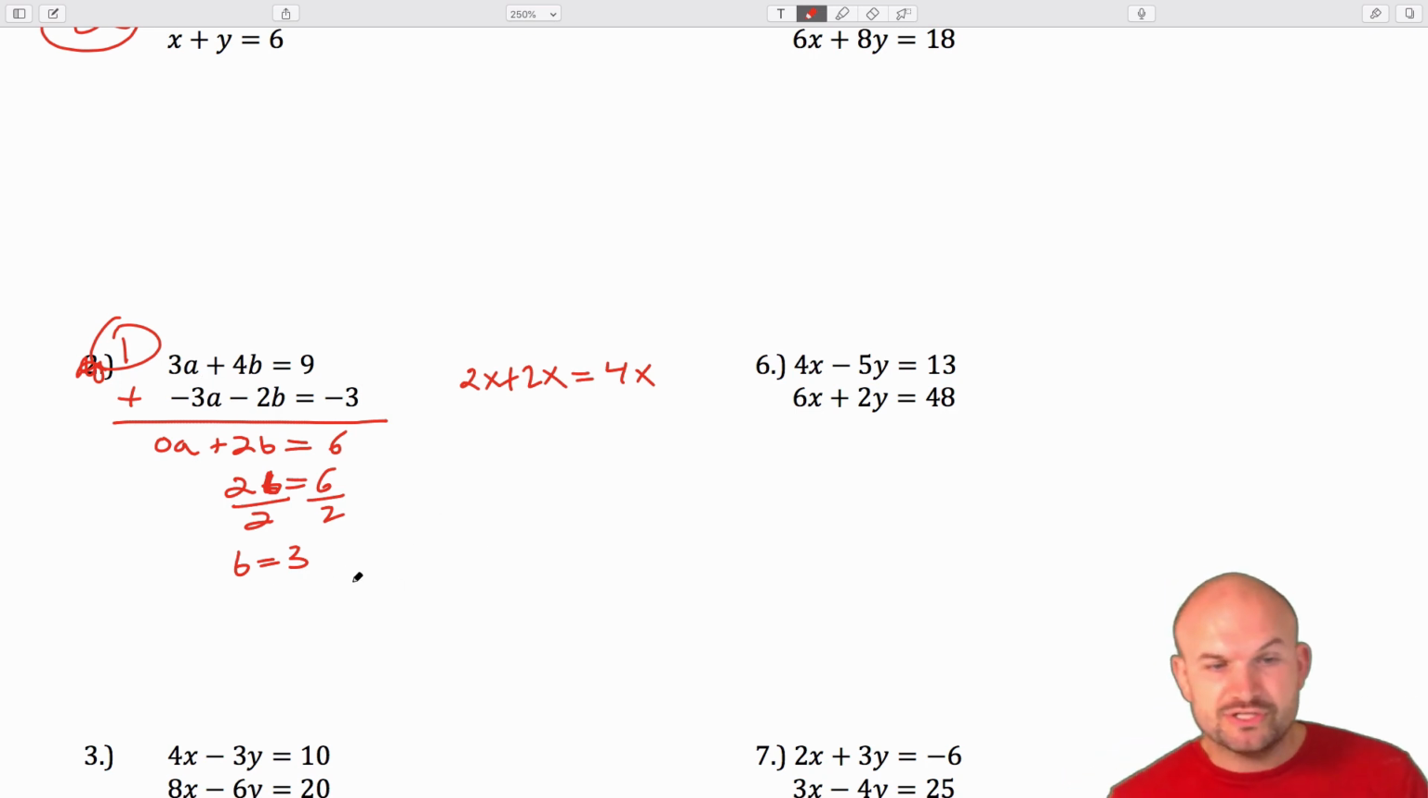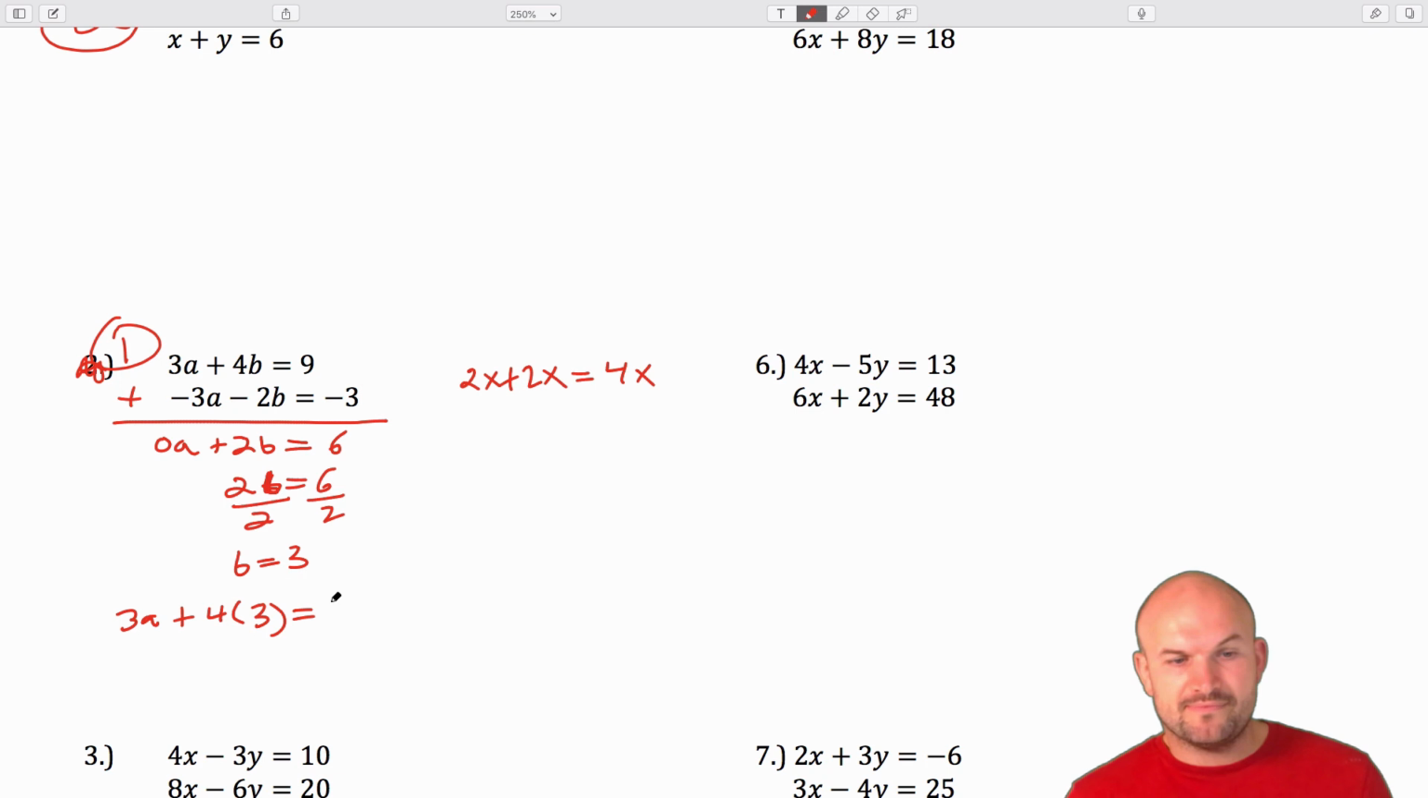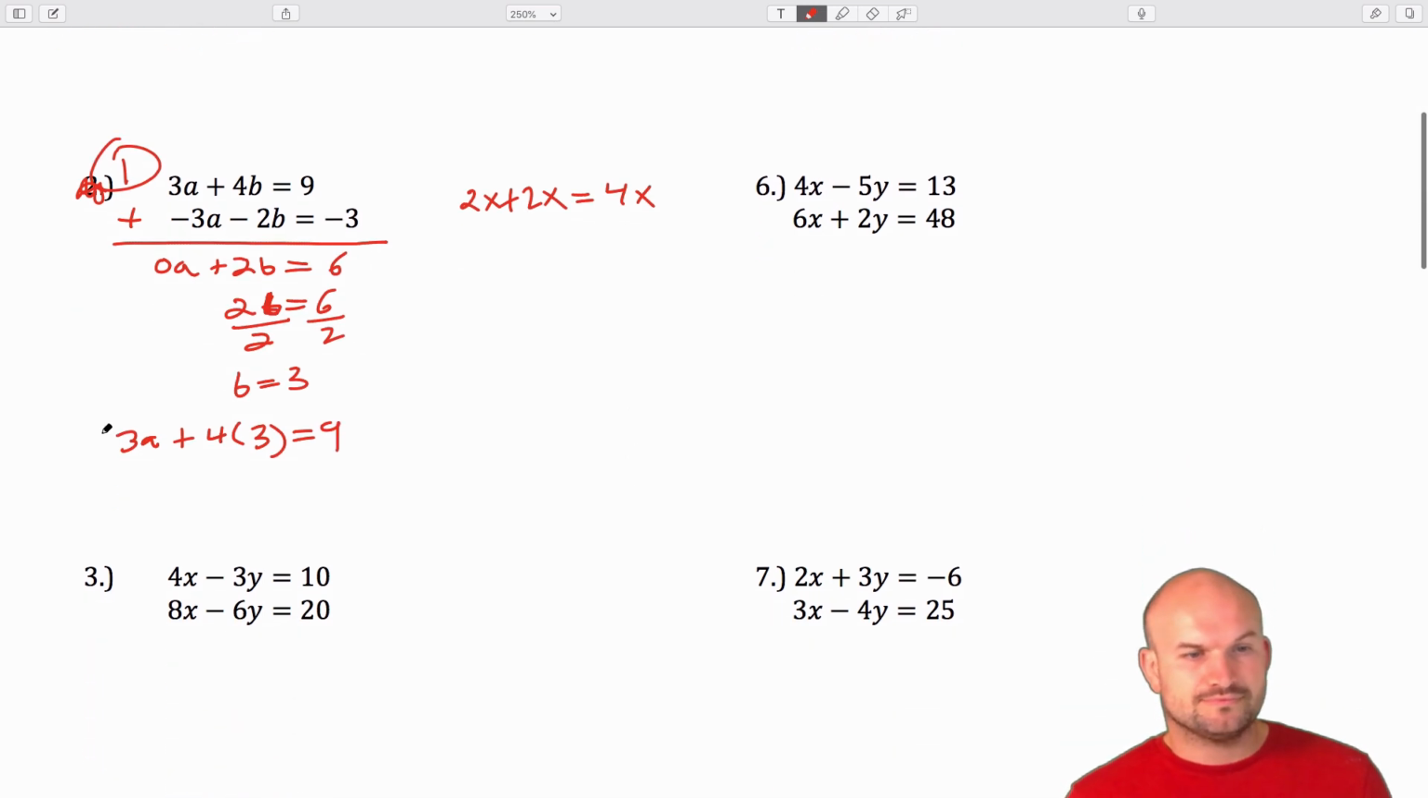So now what I'm going to do is take the value b and plug it into either one of those equations. It doesn't matter which one you do. I would probably stay away from the one with all the negatives because usually students make more mistakes with that. So I'll just plug b into that first equation. So I have 3a plus 4. Instead of writing it as 4 times b, I'm going to write it as 4 times 3 equals 9.